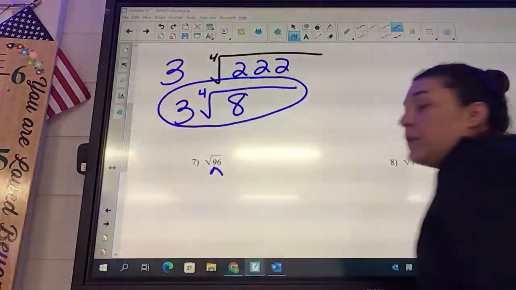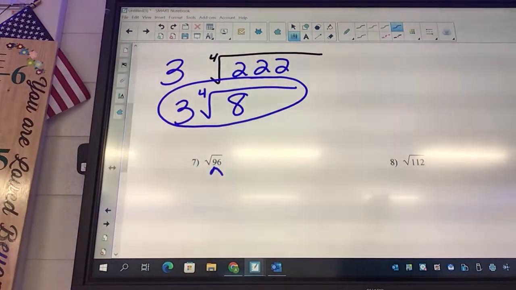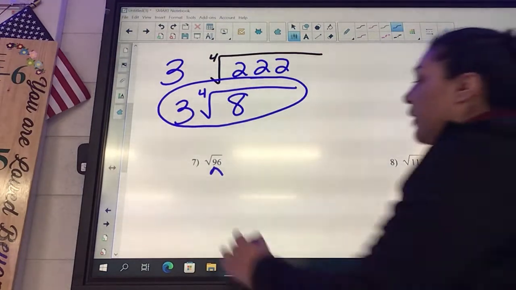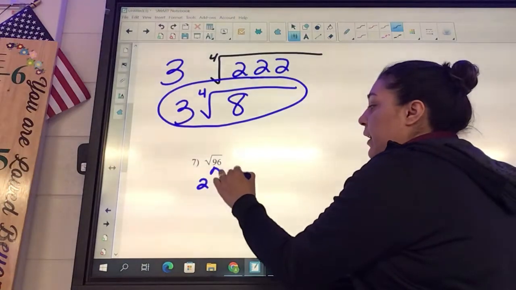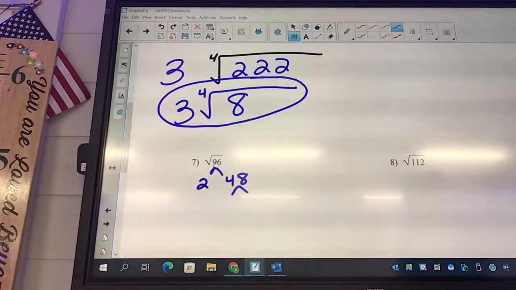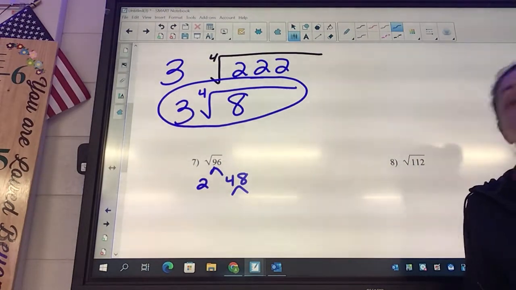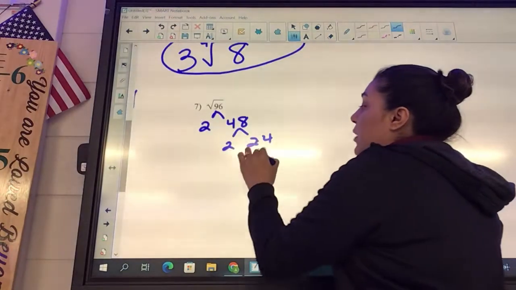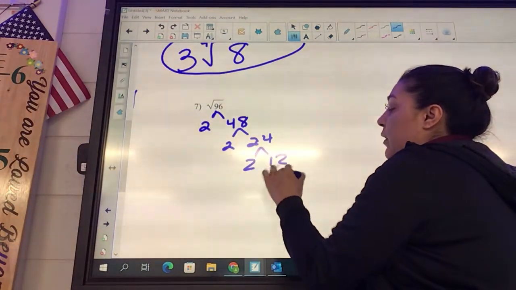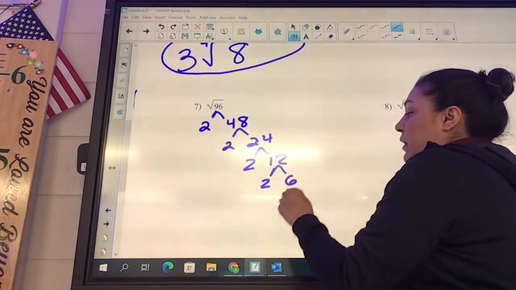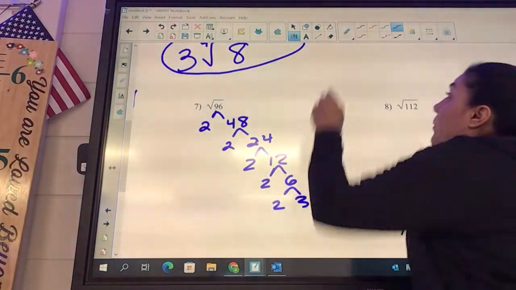Okay, 96. What are some factors in 96? Come on, get to typing. You guys have to practice on the calculator. 96 divided by 2. 48. 2 and what? 24. 2 and 12. 2 and 6. 2 and 3.